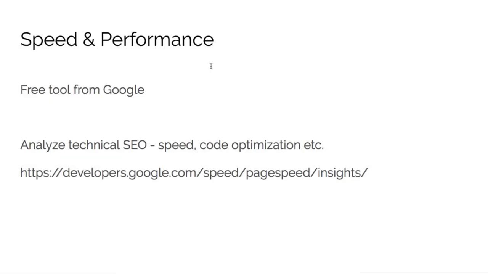Let's start with speed and performance. For this, we can use a free tool from Google to analyze our SEO, our speed, and our code optimization. Here's a URL to this tool. You can use this to look at the insides of any page on the internet, so why not use it for yours? Let's take a look.